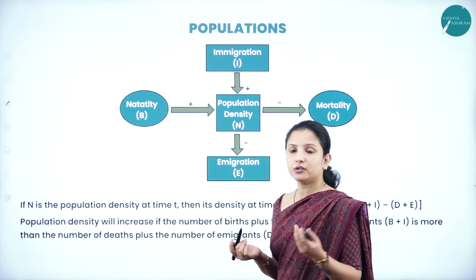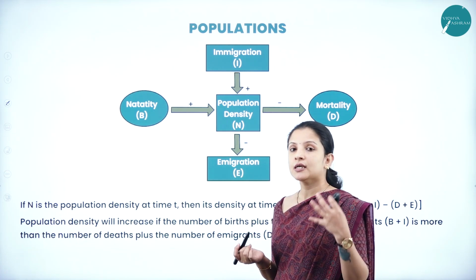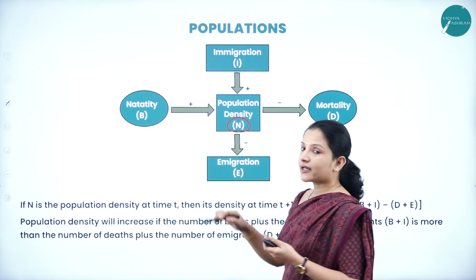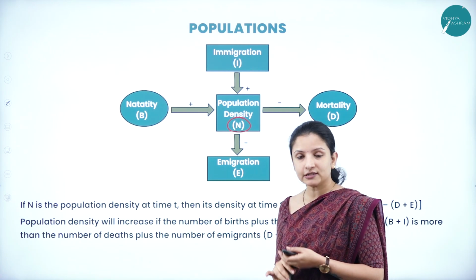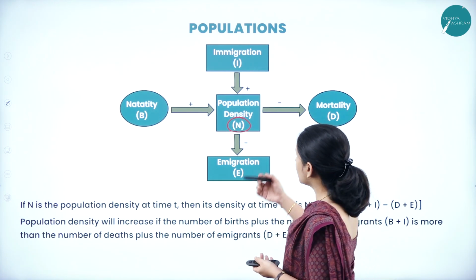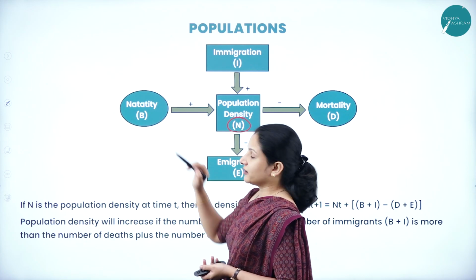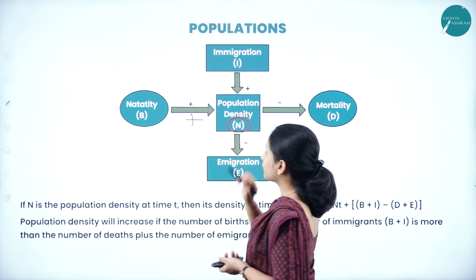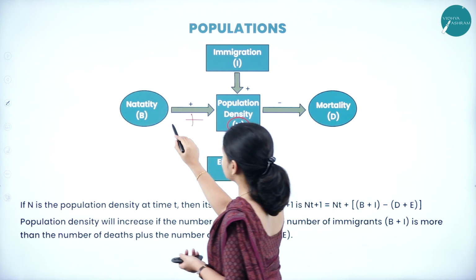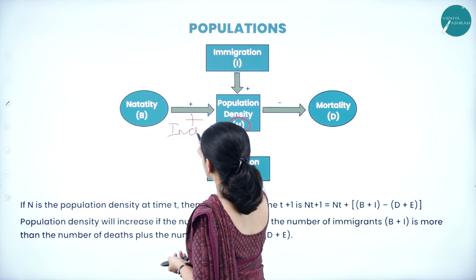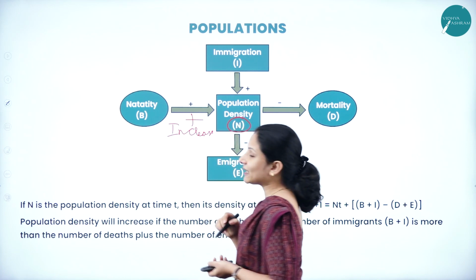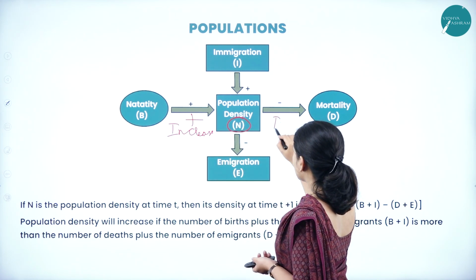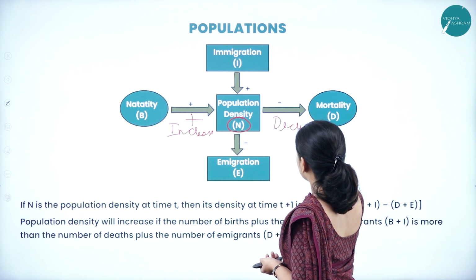Say for example, we have studied in the previous session that the population density is represented as N. The size of a population is nothing but called population density. Here the natality, that is the birth rate, actually adds on to the population. It will increase the population. So the birth in a particular country increases the population density, and the death actually decreases the population density.